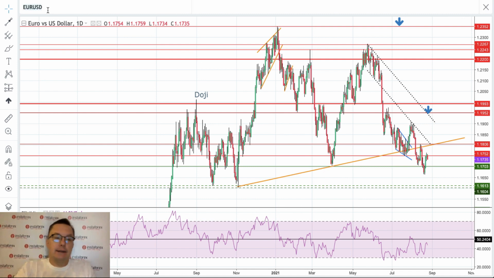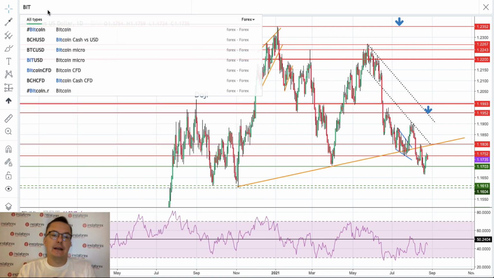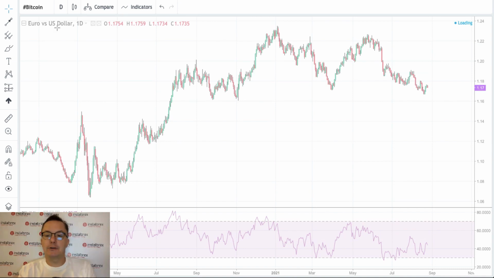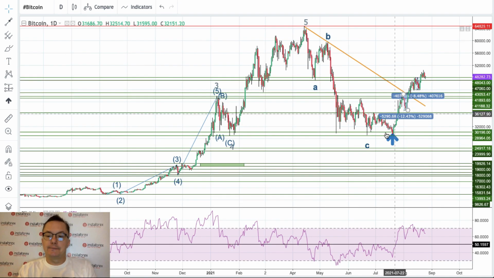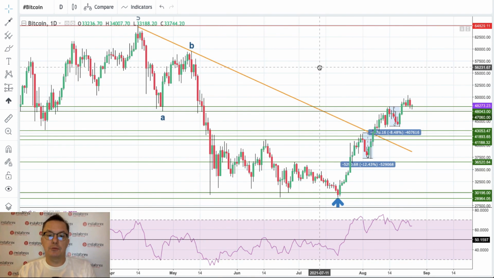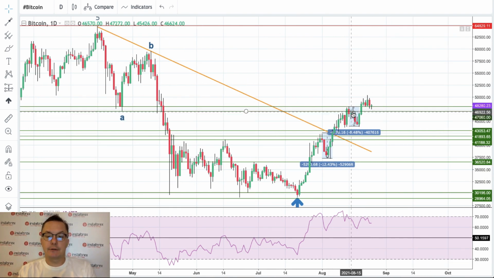And at the end of the analysis, let's take a look at Bitcoin. What is Bitcoin doing recently? As we can see, Bitcoin had been rallying. It broke above this short-term trend line, marked in orange color as usual on my charts. We had some sort of a pullback, 8.48%. Recently we hit the level, I think, $50,437. We are consolidating around this level.